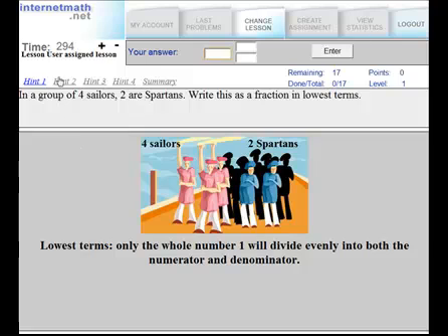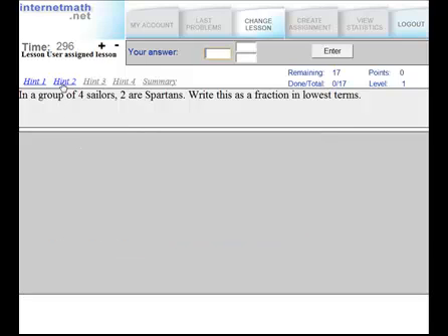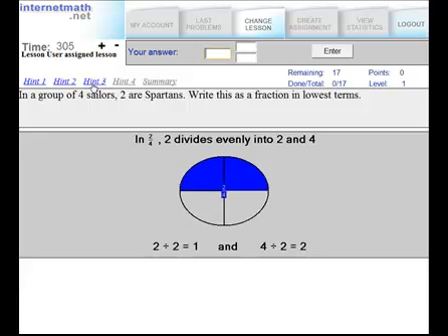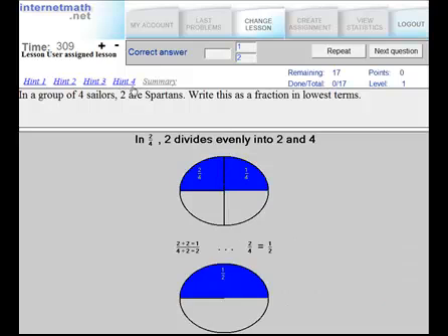And again, we have the same picture with the same focus on keywords in hint 1. And then when we look at hint 2, we see that now we only have 2 sailors out of 4. And we see the visual representation of that. And we go on, and we see the same thing in hint 3. And hint 4 shows us that 2/4 is really the same as 1/2.